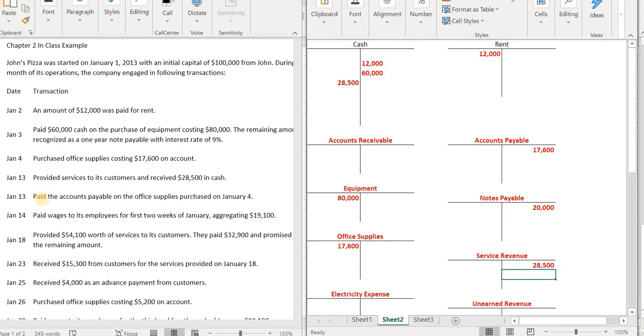January 13th, paid the accounts payable on the office supplies purchased on January 4th. So here's our office supplies payable, $17,600. We're going to pay it off. So I'm going to take cash, reduce cash, and reduce accounts payable. Go ahead and do that. Alrighty. $17,600 comes out of cash. Reduce cash and reduce accounts payable.